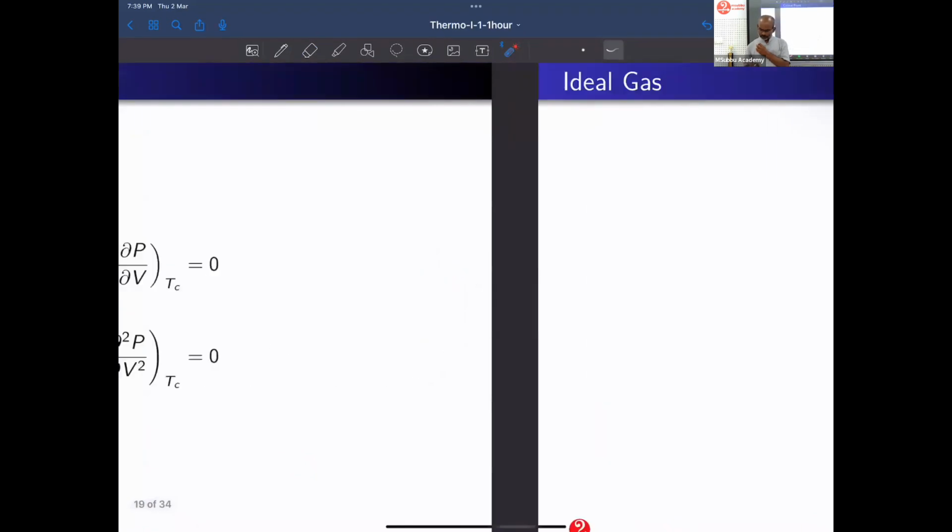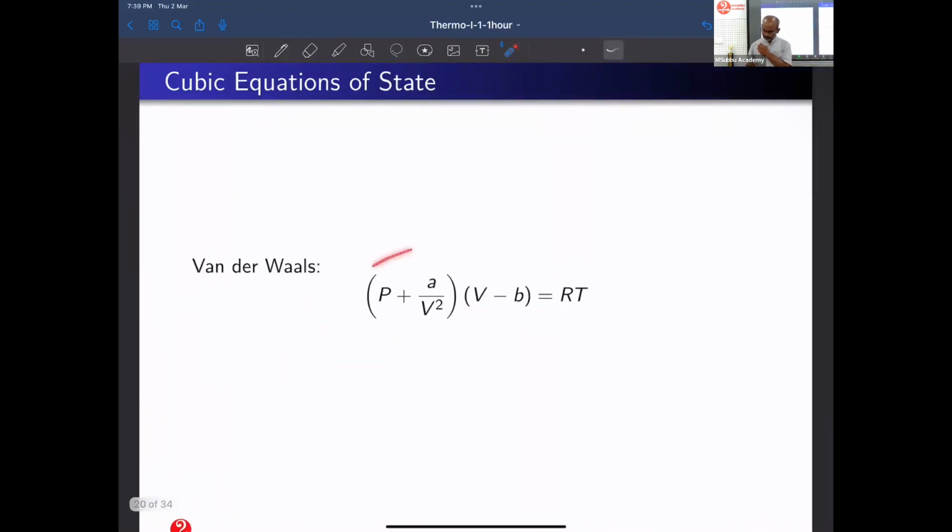The simplest equation next to the ideal gas equation is the van der Waals equation, which is P plus A by V square into V minus B. So this A and B are the fitting parameters of this van der Waals model. Of course, if you expand, you will have a cubic term for V. Solving this cubic equation again involves trial and error, which is slightly not so easy.